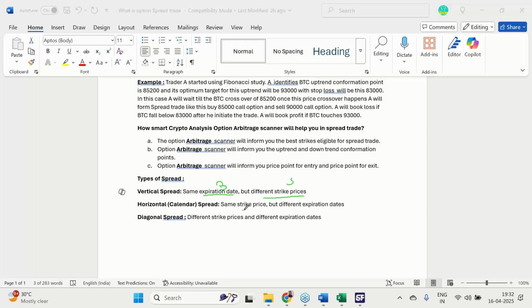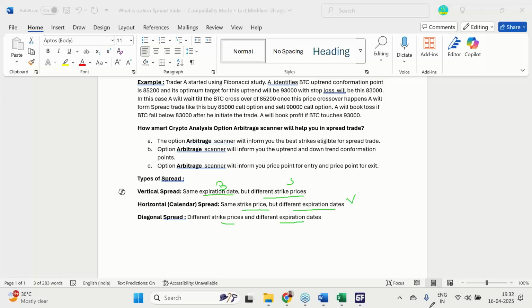Horizontal spread: same strike price but different expiry. One will be a buy, the other will be a sell. This kind of spread, the calendar type of spread, is a horizontal spread. Diagonal: different strikes, different expiry dates, diagonal spreads. So there are 3 types of spreads: vertical, horizontal, diagonal. Because one buy is there, the other will be a sell; if one sell is there, the other will be a buy. So counter trades will always be there in a spread.